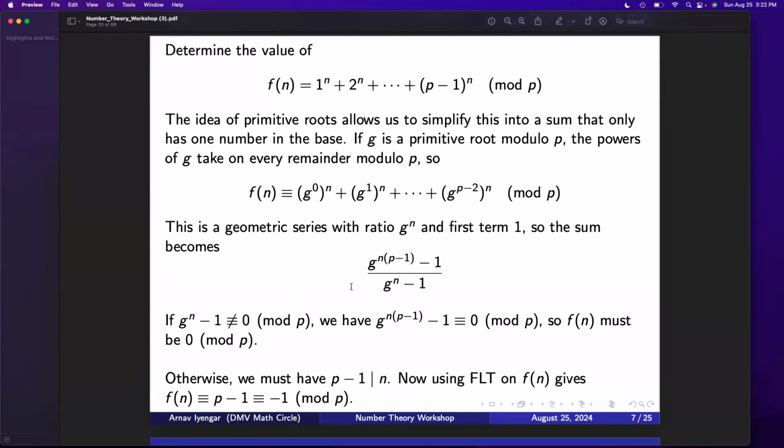And the other thing is when g to the n minus 1 is not 0 mod p, you can directly evaluate this sum. Of course, g to the n times p minus 1 has to be 1 mod p. So -1 has to be 0 mod p, so f of n is going to be 0 mod p. To sum up, the final answer is going to be 0 mod p if p minus 1 doesn't divide n, but it's going to be -1 mod p if p minus 1 does divide n.